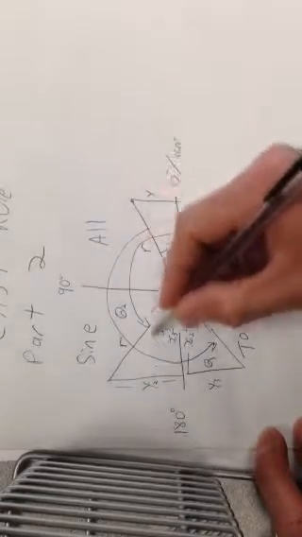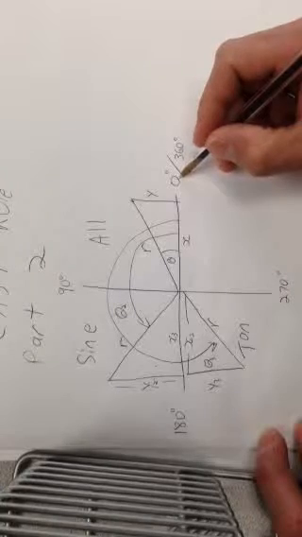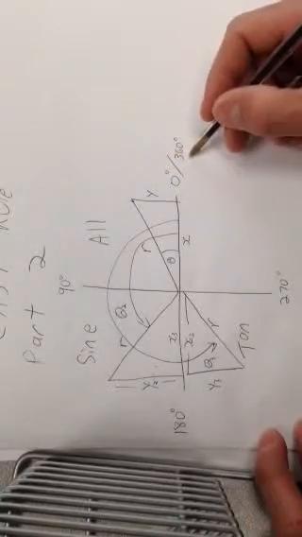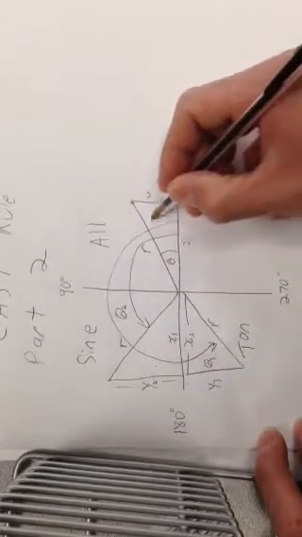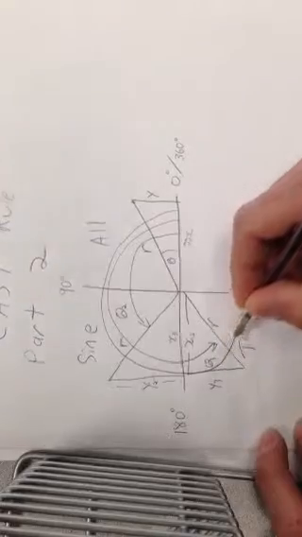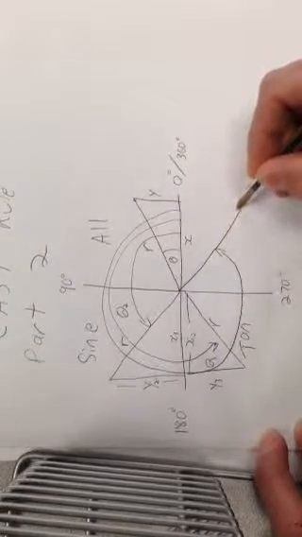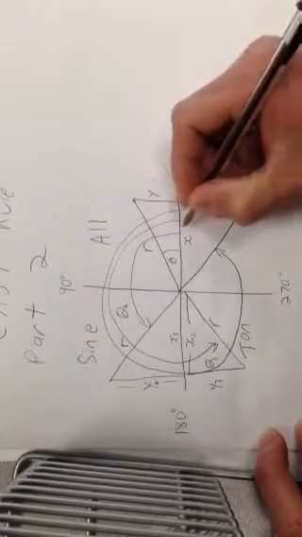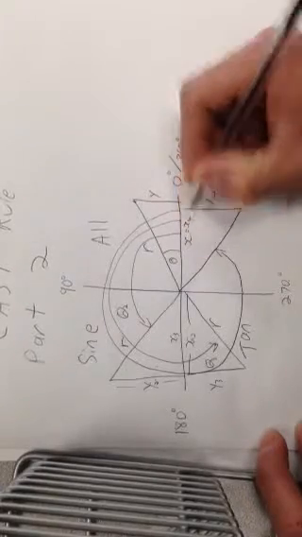If we continue to rotate past 270 degrees all the way over here, so we're heading towards 0 or 360 degrees, if we continue to rotate all the way here, I'm going to call this y4, and x is the same as x4.